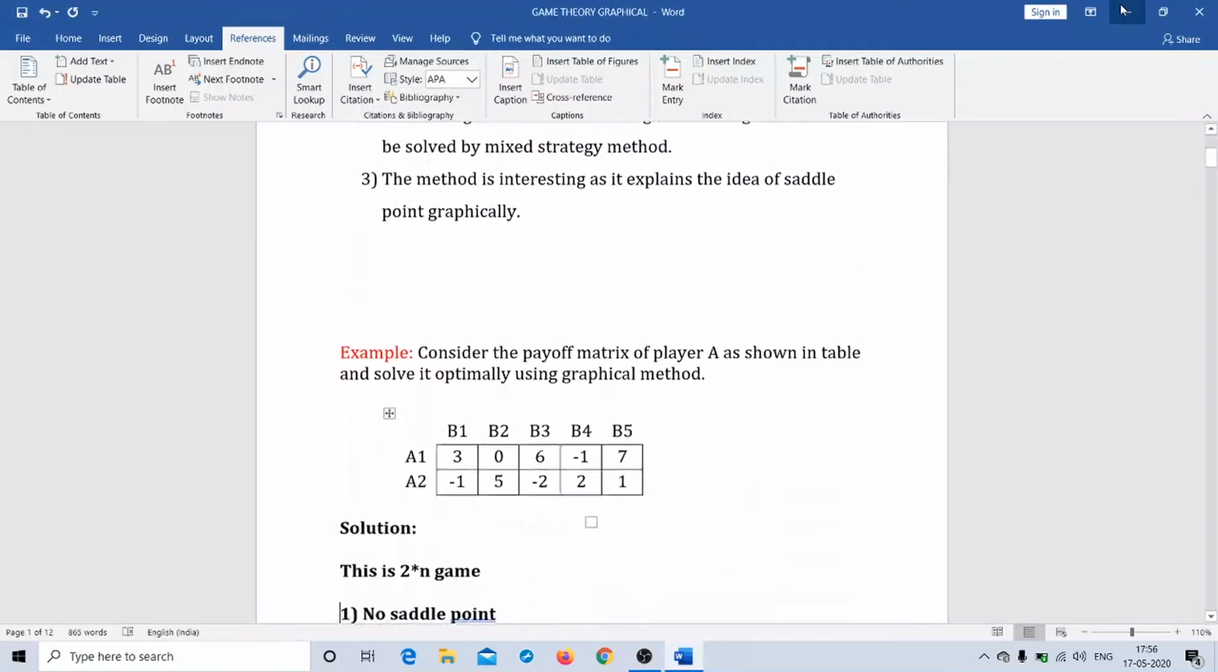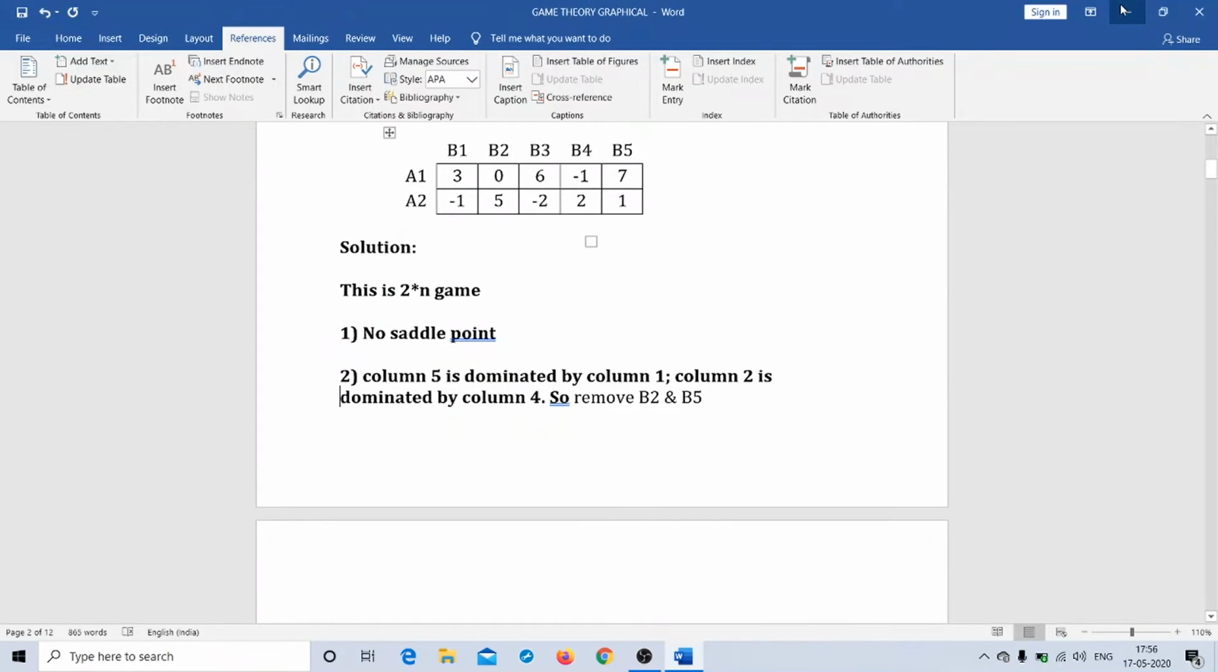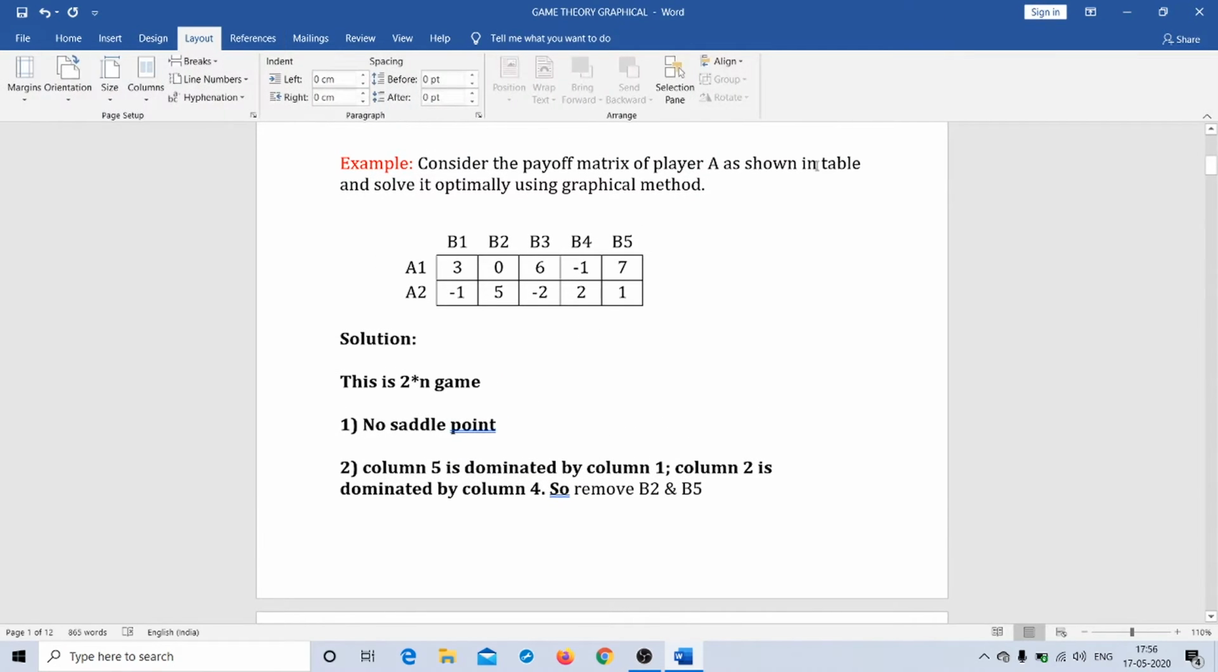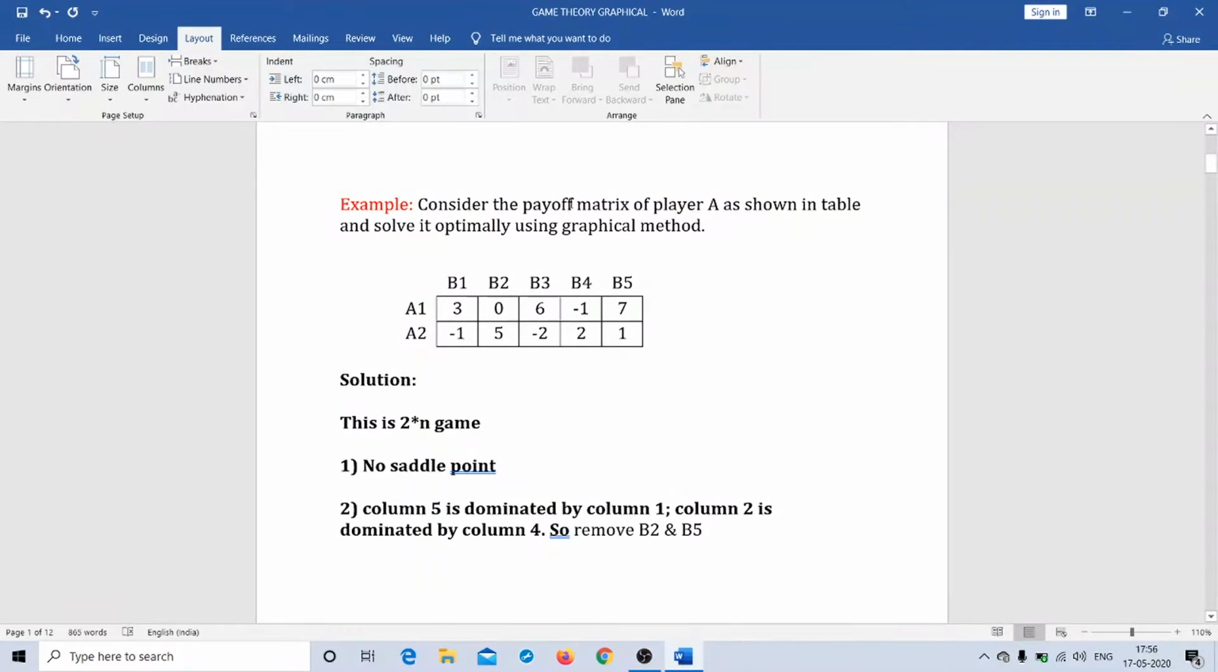I have a problem in front of you, and the problem statement is: consider the payoff matrix of player A as shown in the table and solve it optimally using the graphical method. You have player A with two strategies, A1 and A2, and player B with 5 strategies, right? Just see, out of these two players, player A has two strategies. So it is 2 cross 5.